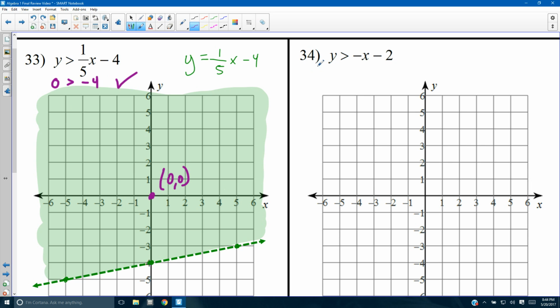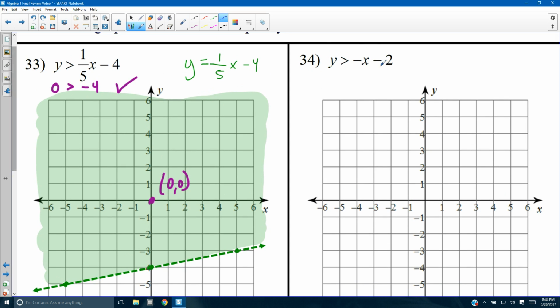Okay, number 34, y is greater than negative x minus 2. Unfortunately, there's not much in the way of varying these types of problems. It's still a greater than, which means dotted line, shade above. So let's just work with this graph here. It's like y equals negative x minus 2.